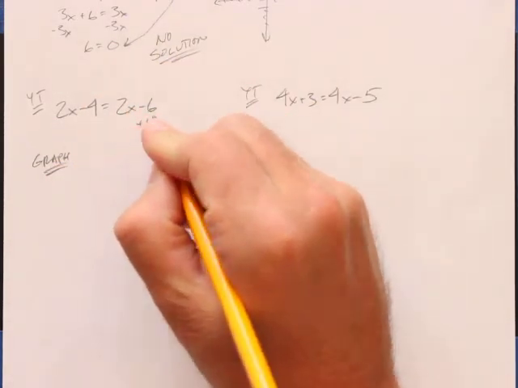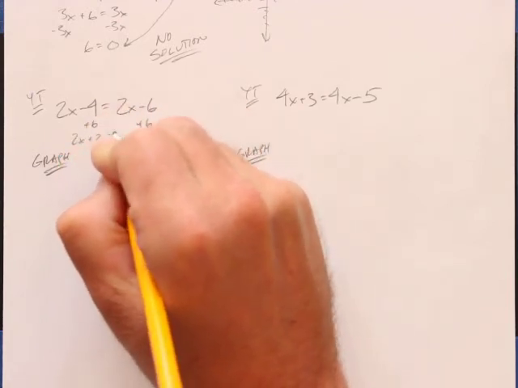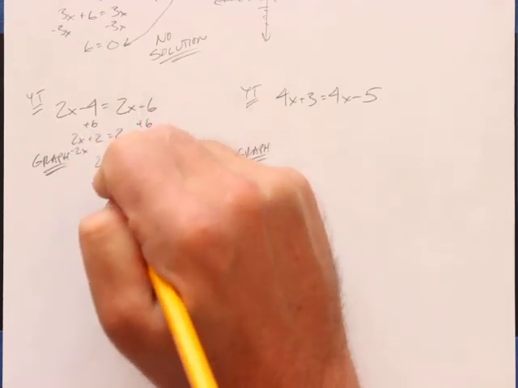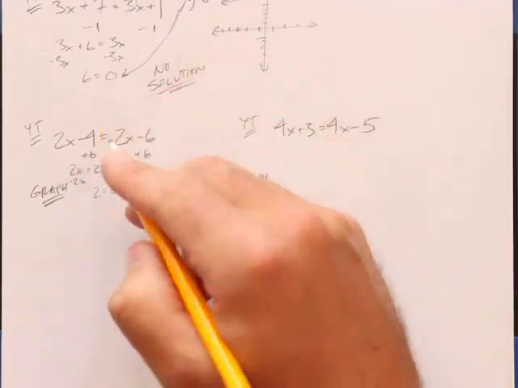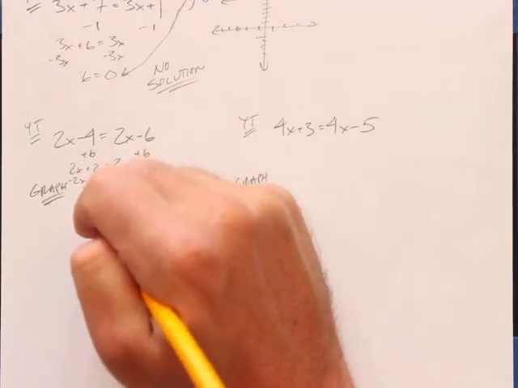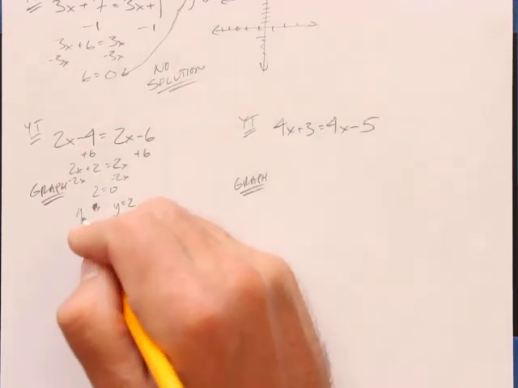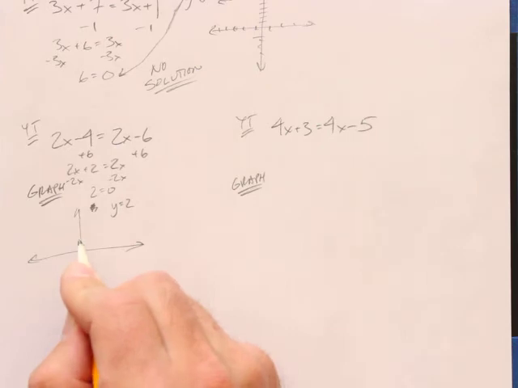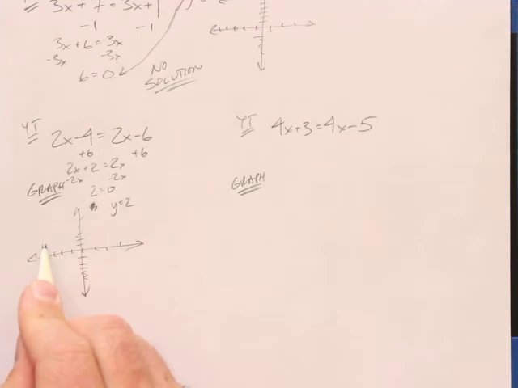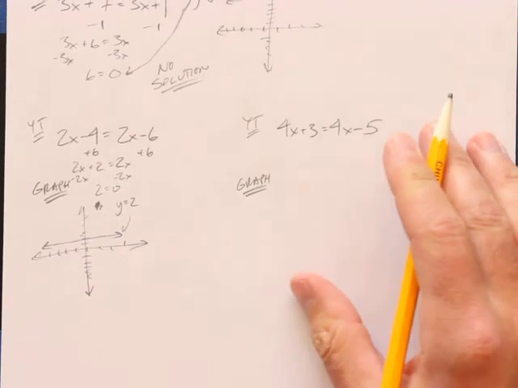I'm going to add 6 to both sides, and then I've got 2x plus 2 equals 2x. I'm going to subtract 2x from both sides, and I've got 2 equals 0. All right, same kind of thing as what happened here before. A number equals 0. And so I'm just going to say this is y equals 2. I'm going to graph this thing, find y equals 2. I'm going to put some notches on here just so that I know what is the line and what is the coordinate plane. Here's y equals 2. There it is.